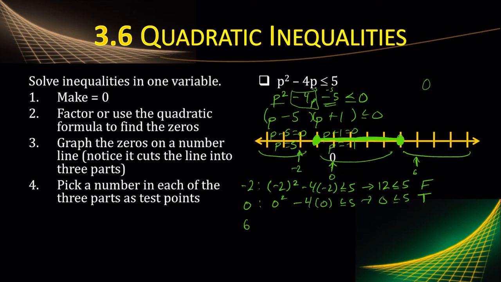And then we're going to try 6. So it'll be 6 squared minus 4 times 6. Again, this is in the original inequality. So it'll be 36 minus 24, or 12. And 12 is not less than 5, so that is false.